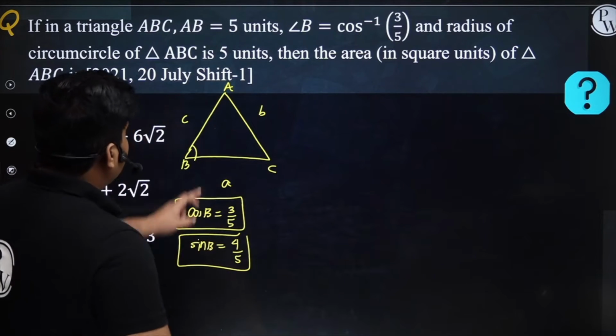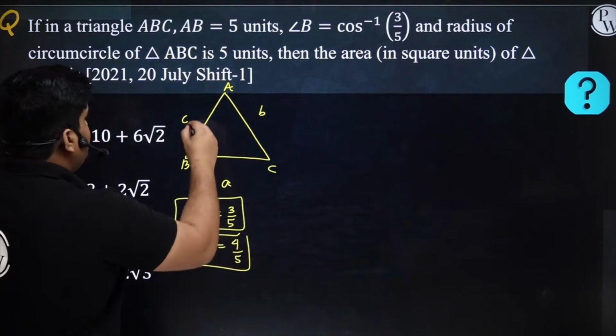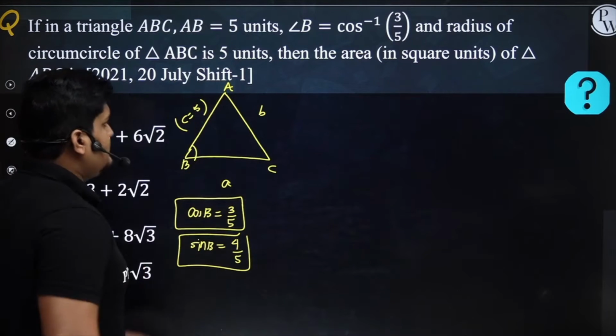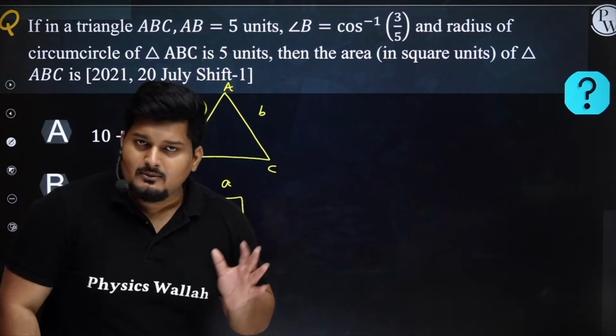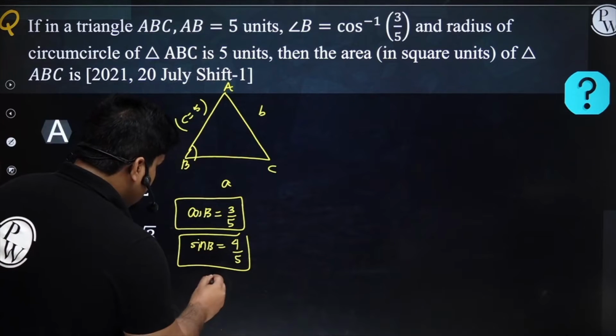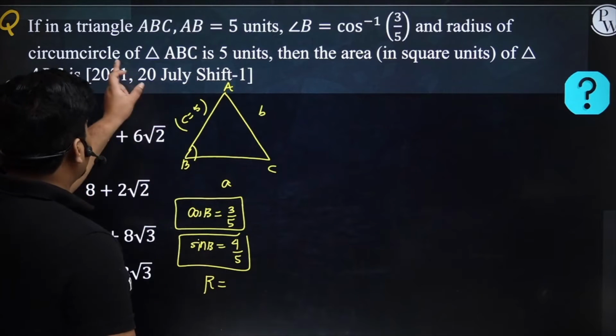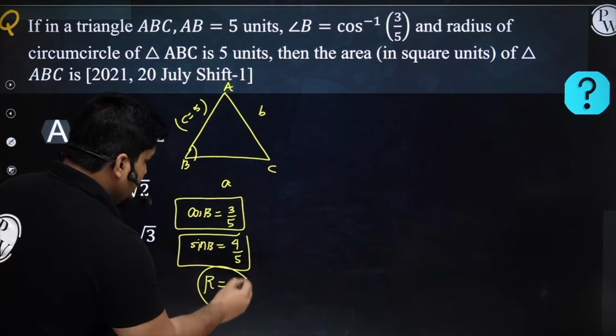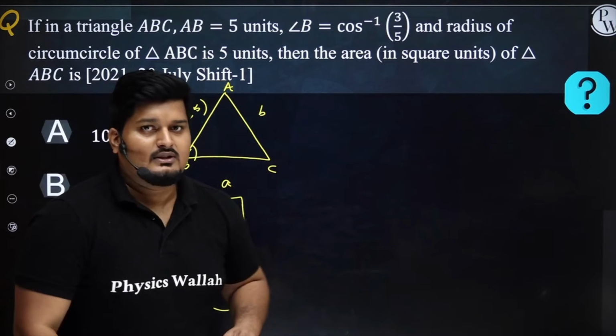What else do we know? Side C, which is AB, is 5. Side C is known. The circumradius, capital R, is also known. What is capital R? It's 5. So what is being asked? Find the area. What can we do?